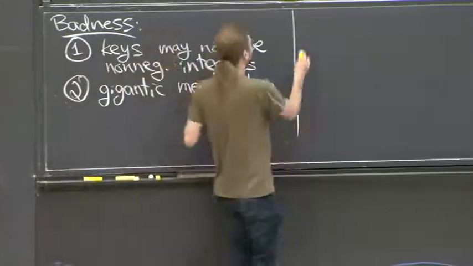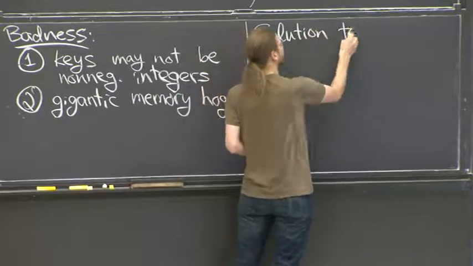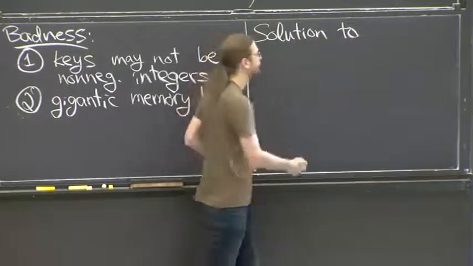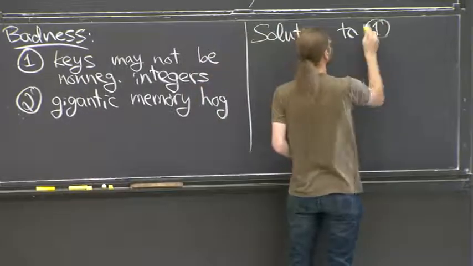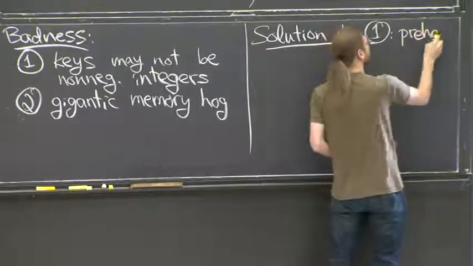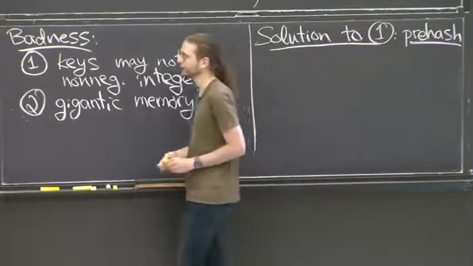The first problem we're going to talk about is what if your keys aren't integers? Because if your keys aren't integers, you can't use this at all. So let's at least get something that works. And this is a notion called prehashing.